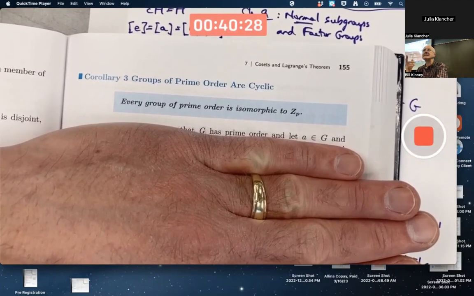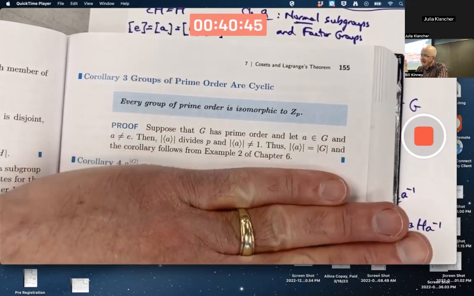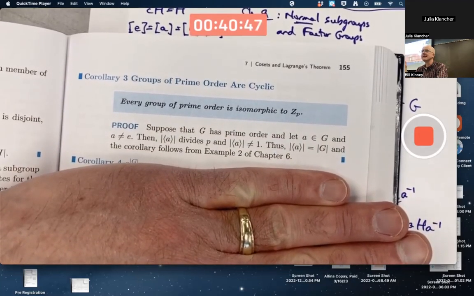Lagrange's theorem implies the order of A, which is the same as the order of the cyclic subgroup generated by A, must divide the prime P. Well, there's only two possibilities, 1 and P. P is prime. If A is not the identity, it doesn't have order 1. So it must have order P. Done. It's got to be a generator. G must be cyclic.